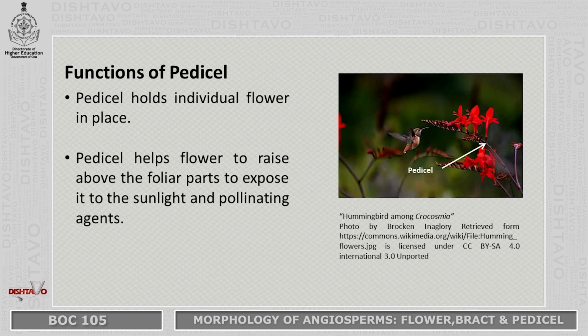Coming to the functions of pedicel, pedicel holds the individual flower in place onto the plant. Apart from holding the flower onto the plant or onto the inflorescence axis, pedicel also helps the flower to rise above the foliar part so that the flower gets exposed to the sunlight and pollinating agents.